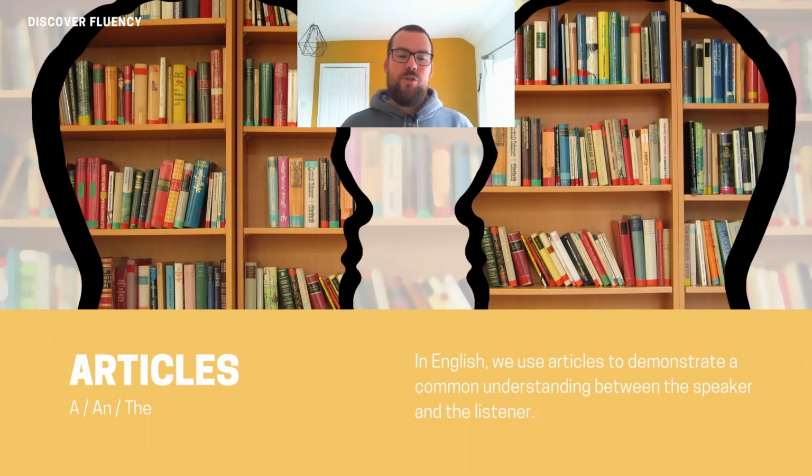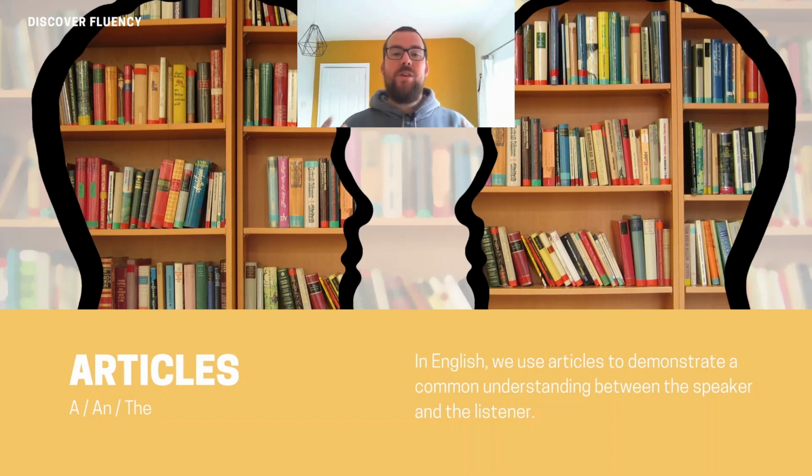When we talk about articles then, we're talking about a, an, and the. These three words we attach before a noun. This is both for countable and uncountable, and we use them to demonstrate some type of understanding between the speaker and the listener. And this is really the key difference that I want you to focus on and really try and understand in this video, because I find in lots of the lessons I have with students, they tell me that at school they're told a completely different idea, and that makes it very confusing.